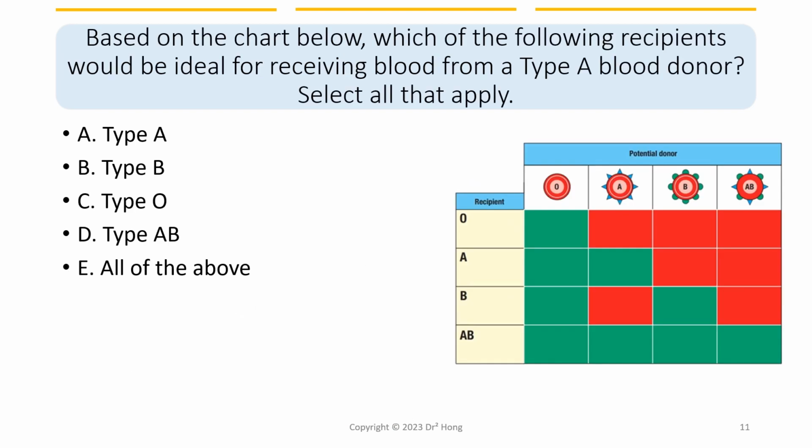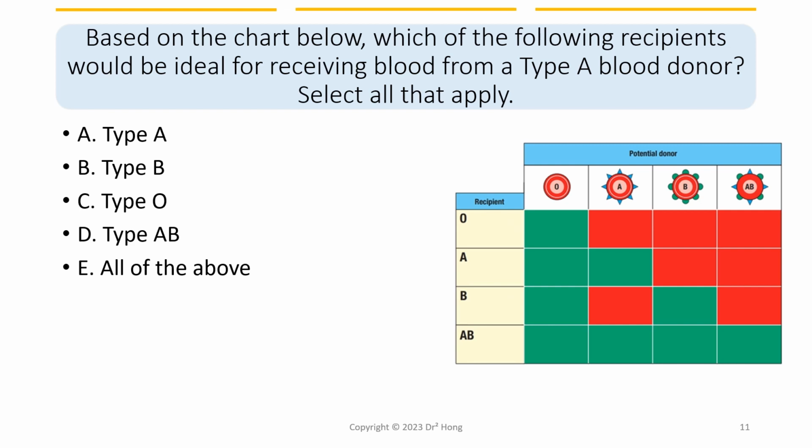Here is a practice question for you to think about. Based on the chart below, which of the following recipients would be ideal for receiving blood from a type A blood donor? Select all that apply. It doesn't count for anything, but let's think about it.